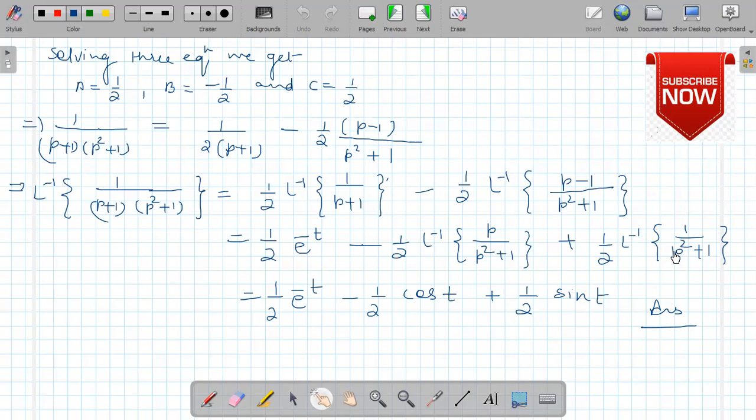So each of these functions is such that their Laplace inverse can be found easily. Its Laplace inverse is e raised to minus t. Its Laplace inverse is cos t, and its Laplace inverse is sin t. That's all.